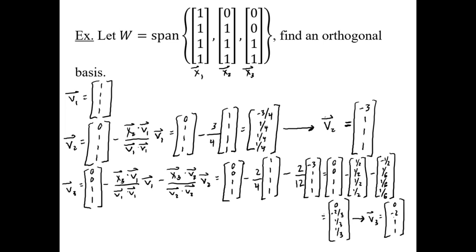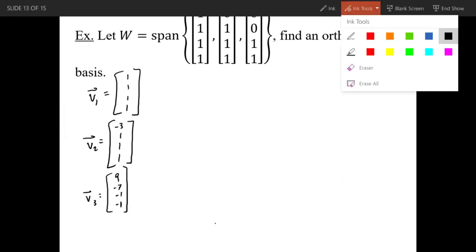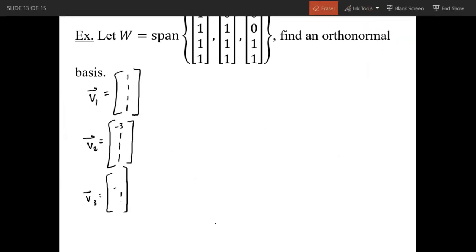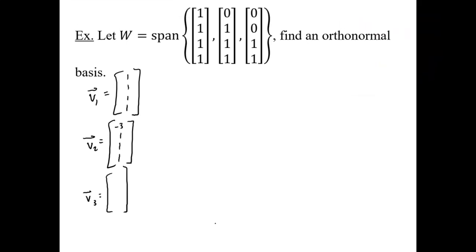Okay, now let's double check this one more time. v1.v3 is 0 minus 2 plus 1 plus 1, which is 0. v2.v3 is 0 minus 2 plus 1 plus 1. Okay, this is better. Okay, so 0, negative 2, 1, 1. So let me change that. I apologize for the mistake. Sorry if you had to make any erasing or whatever.